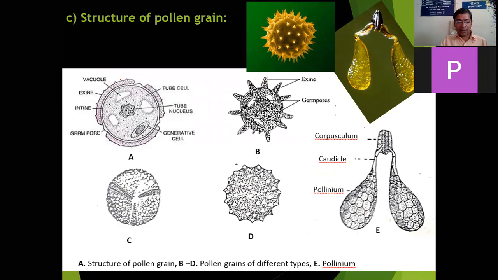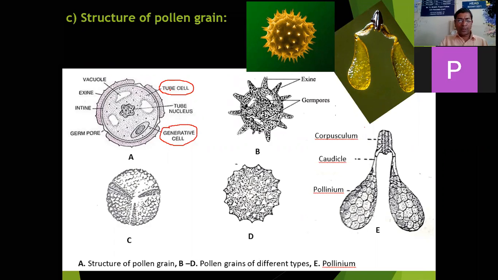Now this exine is followed by the innermost thin layer, called the intine. Now this intine is thin, delicate, and elastic. This pollen grain contains two cells. Here you can see the first cell is called the tube cell, and another is called the generative cell.